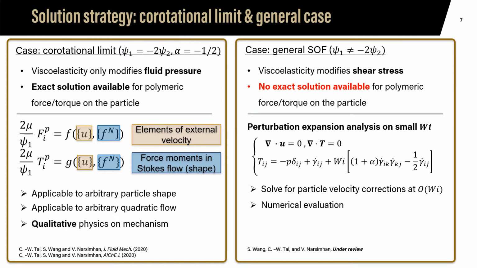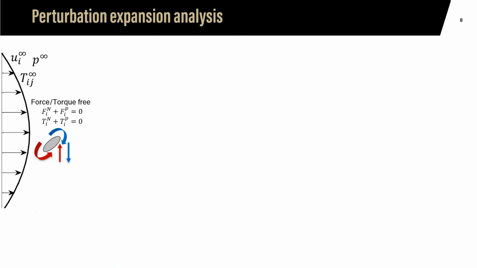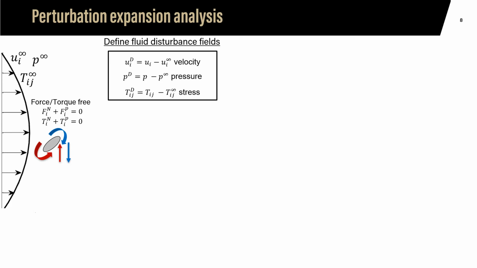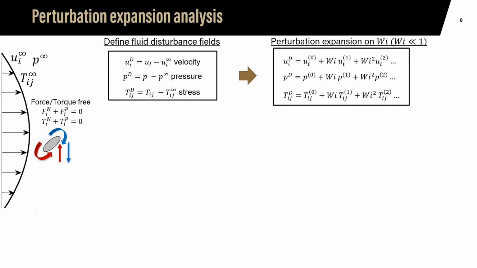To approach this problem, we'll apply perturbation expansion analysis based on a small Weissenberg number to retrieve the first order correction on the particle dynamics. And for simplicity, we'll only focus on the dynamics of spheroidal particles, such as prolate and oblate particles within the flow. For the perturbation expansion analysis, we'll first define the disturbance velocity, pressure, and stress field of the fluid based on the external field. We'll then expand the disturbance field on a small Weissenberg number and calculate the solution at different orders. We'll truncate the solution at second order and focus on the solution to the first two orders.